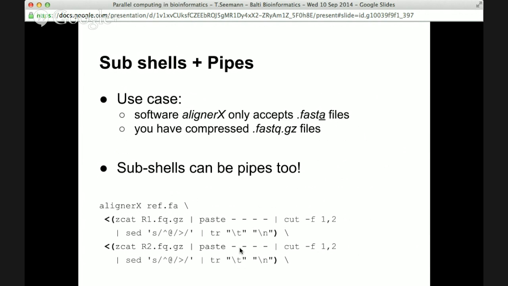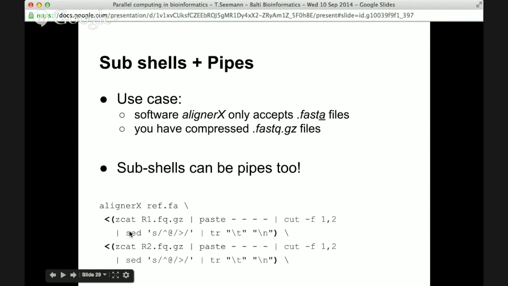Not only that, you can go a bit crazy and put arbitrary Unix commands in that subshell, so long as their output at the end is what you need. Imagine that instead the tool didn't take FASTQ files, it only took FASTA files, and once again you still have compressed FASTQ files. Subshells can do whatever you want.